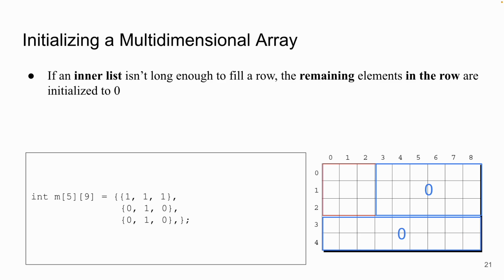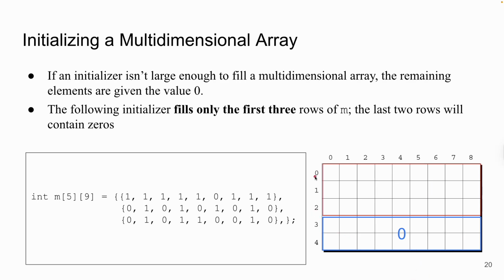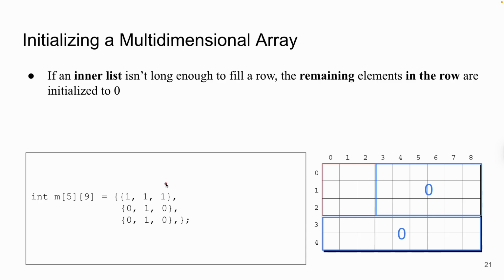And we can even shorten this initializer. This is another version of the initializer. If the inner list, or the initializer for each row, is not long enough to fill an entire row, the remaining elements in the row will also be initialized to 0. So in this case, I only provide the first 3 elements for the first 3 rows. So only this part of the elements will have the initialized values here. The rest of the elements here will have the default value 0.